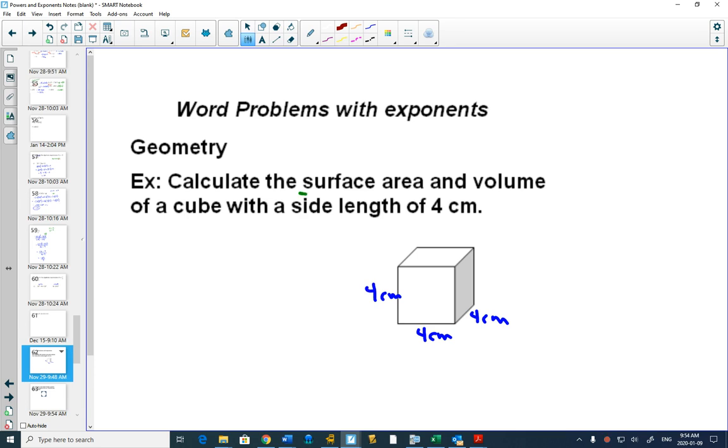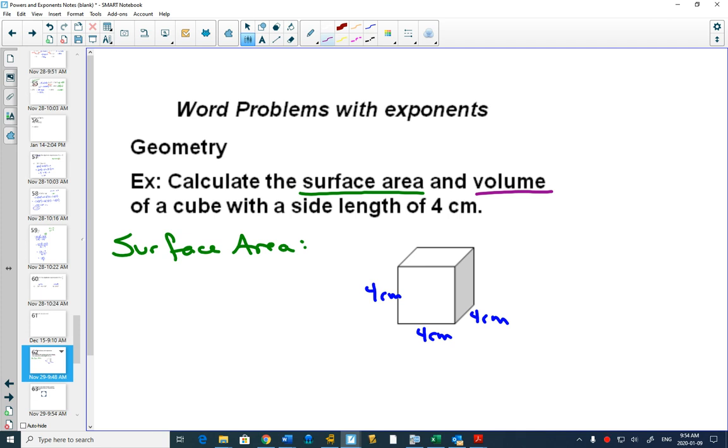It's asking us to find the surface area, which I underlined in green, and the volume, which I've underlined in purple. The reason I did them in different colors is so that I'm going to do my work in green when I'm working on my surface area, and my work in purple when I'm working on volume. So surface area was listed first. So in order to be organized, I'm going to write out surface area.